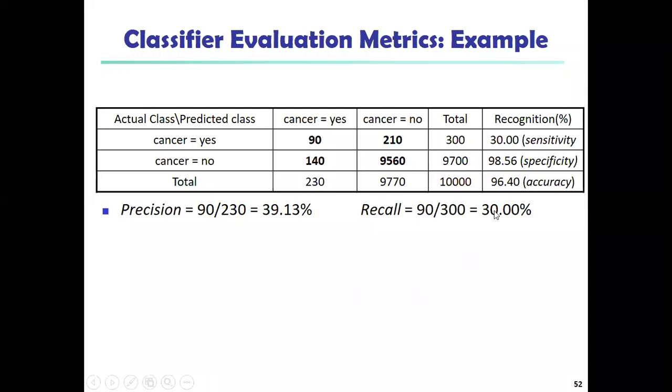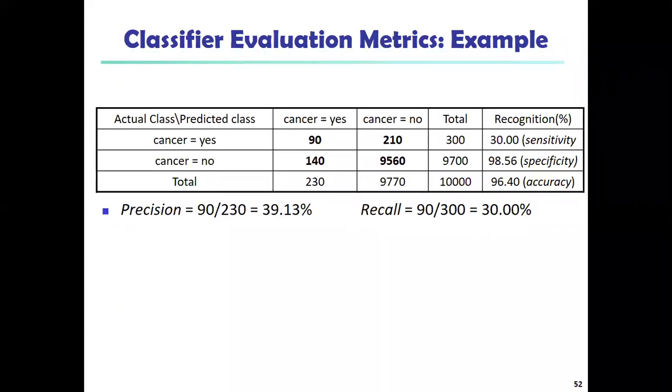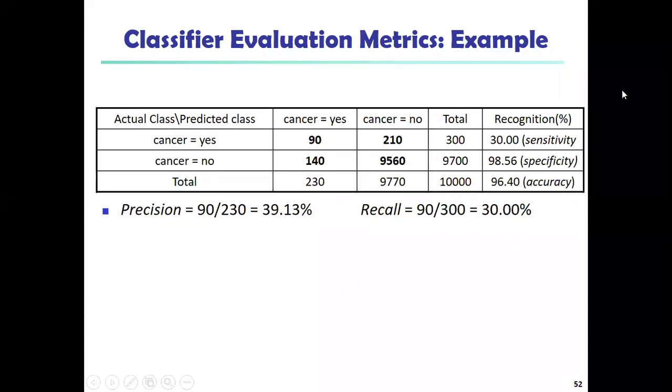Okay, is it clear? Does anyone have any doubt up to this point in these measurements? Is it clear about the confusion matrix and measurements? Yes, sir. If this kind of table is given in your exam, I think you are able to calculate the values. Okay.